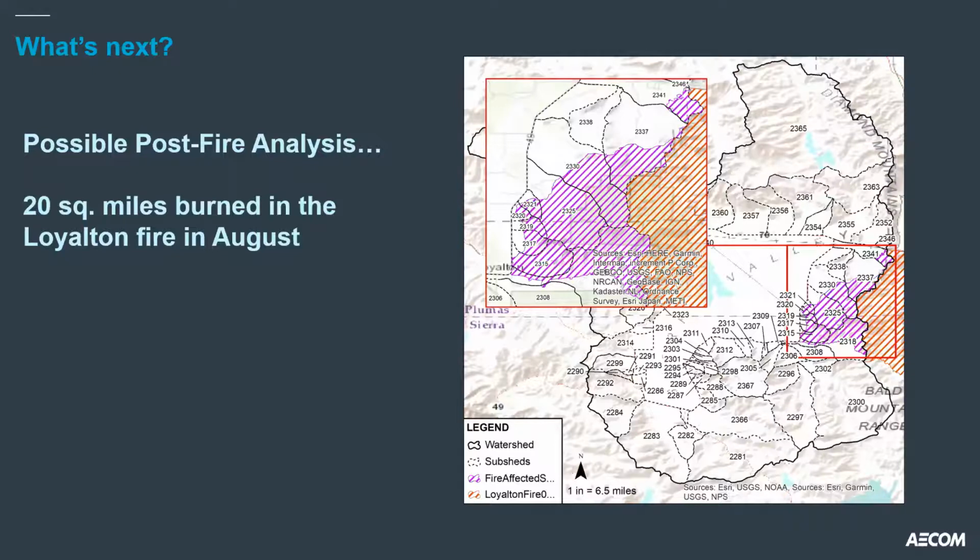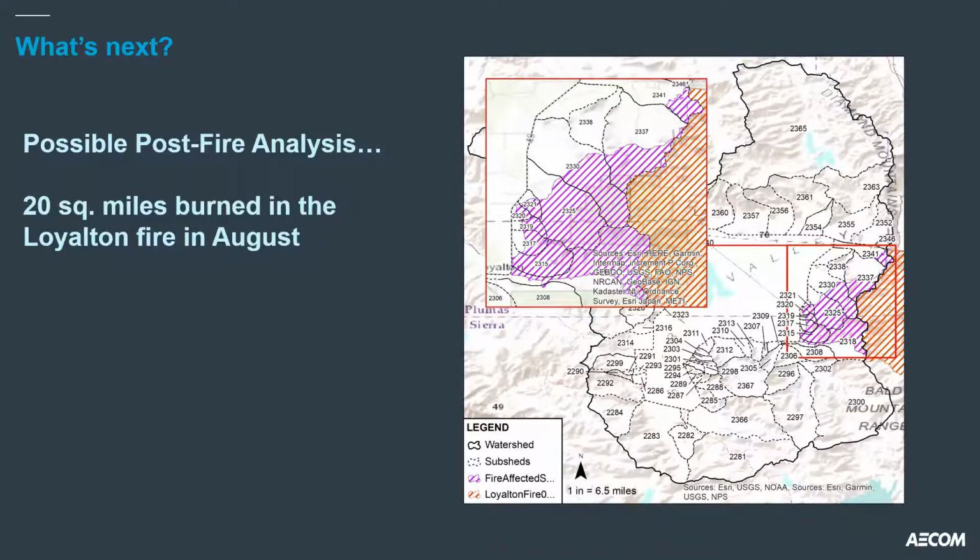What they're looking at right now for what's next, separate from regular study processing, is that there has been a fire this year. In August, there was a fire over here, in the eastern portion of the watershed. It did come over near Loyalton. Loyalton is right in this corner where all these labels are. Thankfully, it did not cross into the town, but it did affect this portion of the watershed. So they are contemplating having us do a little bit of post-fire analysis in that area.